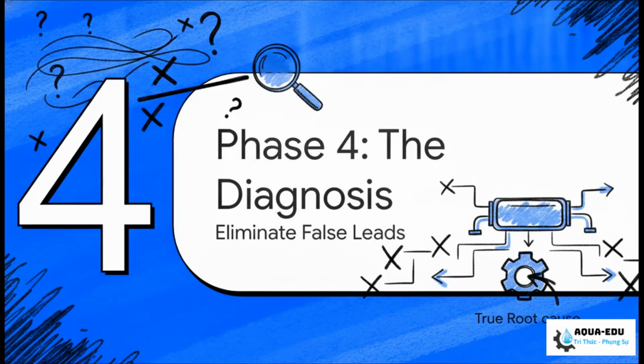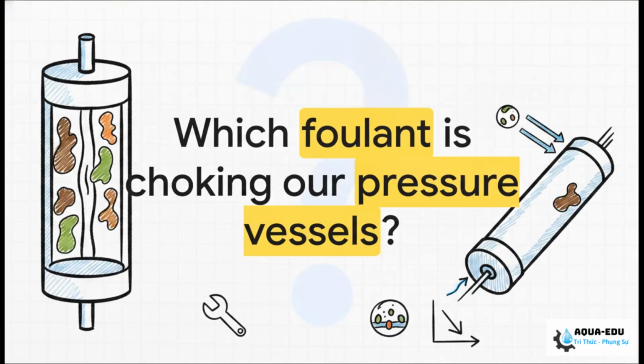All right, phase 4, the diagnosis. Investigating to eliminate those false leads. Now we step into the diagnosis phase to hunt down the true root cause. But this presents a real practical challenge out on the plant floor. Obviously, we can't just slice open a sealed membrane element while the plant is fully pressurized and running. So how do we confidently figure out what's destroying our recovery rate? Simple. We have to rely entirely on the operational data.